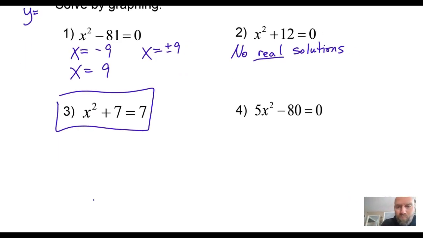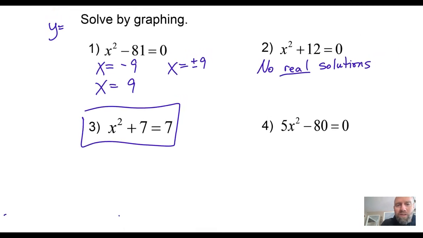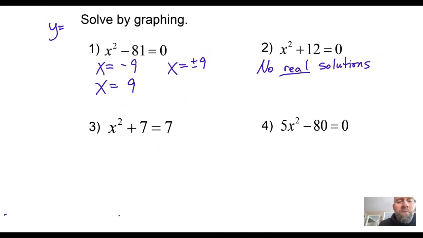I told you guys I gave you a little bit of an indicator that we were going to manipulate number 3 so that it would be equal to 0. We can't solve this by graphing unless we've got a 0 over here. That 7 doesn't need to be there, so I'm going to move that 7 with the subtraction property of equality. I've got a positive 7 here, so I'm going to subtract 7 on both sides. When I do that, I end up with x squared is equal to 0.